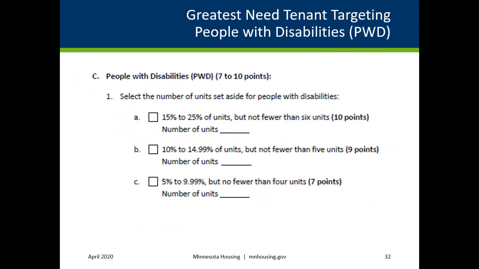The third scoring criterion in the greatest need tenant targeting category is people with disabilities, or PWD. To be eligible for this category, projects must have a minimum of 4 units. Projects can claim up to 25% or no fewer than 6 of the total units. The proposal must not be restricted to persons of a particular age group.